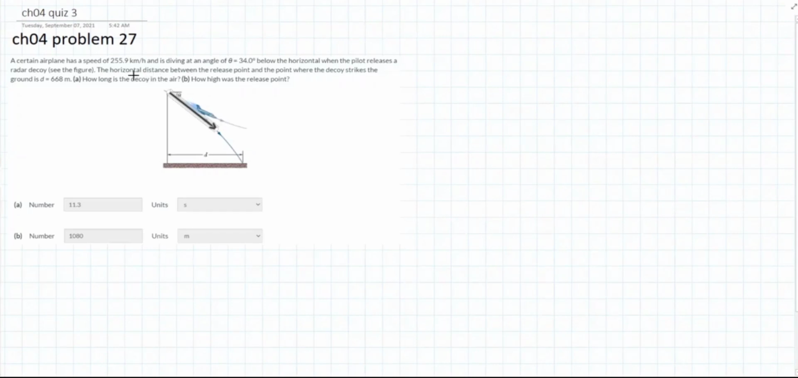Okay, so what do we know here? We know the diving speed and the diving angle, and then it releases the decoy, and then we know how long it is in the air and how high the release point was. All right, so in terms of the dollar signs, how long is the decoy in the air? T equals $. This is what we need to find for part A. How long was this in the air? And then for part B, Y initial equals the $ sign.